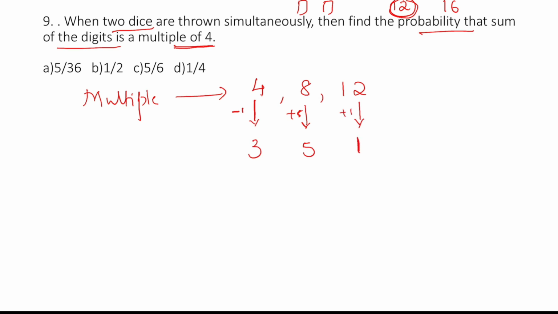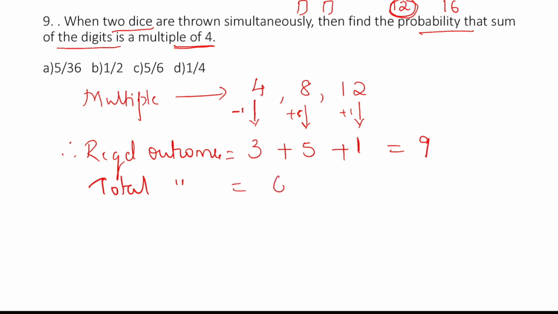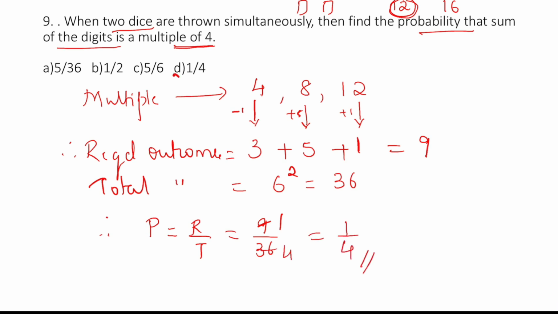So how many total required outcomes will we get? 1. Therefore required outcomes are 3 plus 5 plus 1, which is equal to 9. Okay, then what are the total outcomes? Total outcomes is 6 raised to the number of dice, 2, which is equal to 36. Therefore probability is equal to required divided by total. Required is 9, total is 36. 9 ones are 9, 9 fours are 36, which gives 1 by 4 as the answer. Option D.